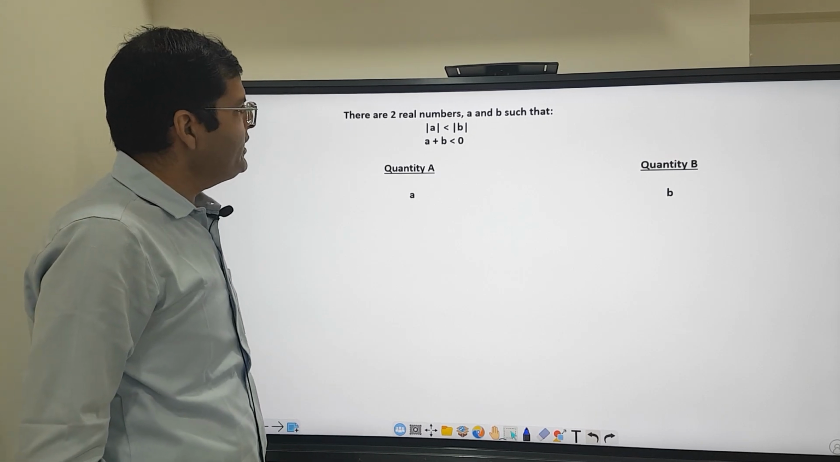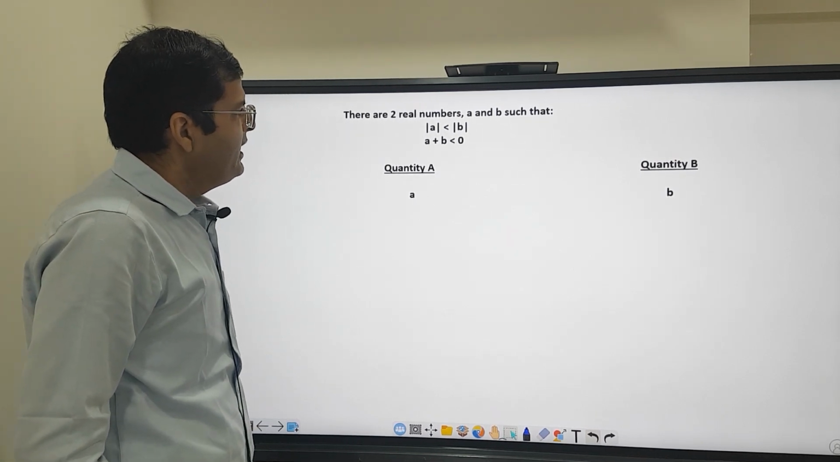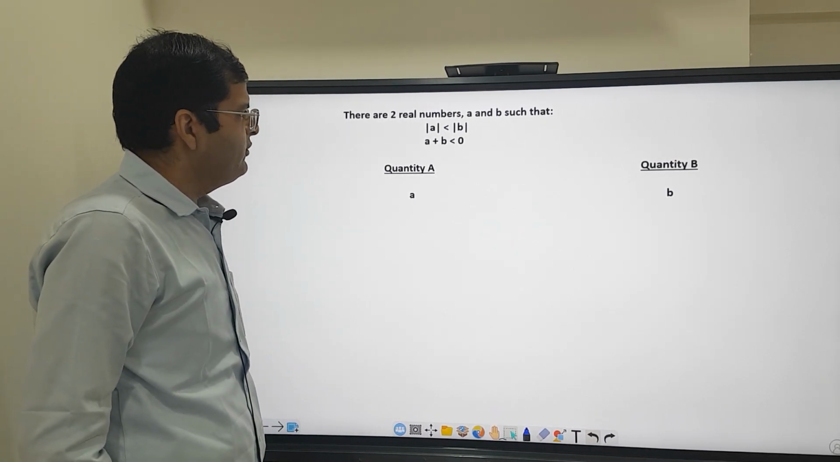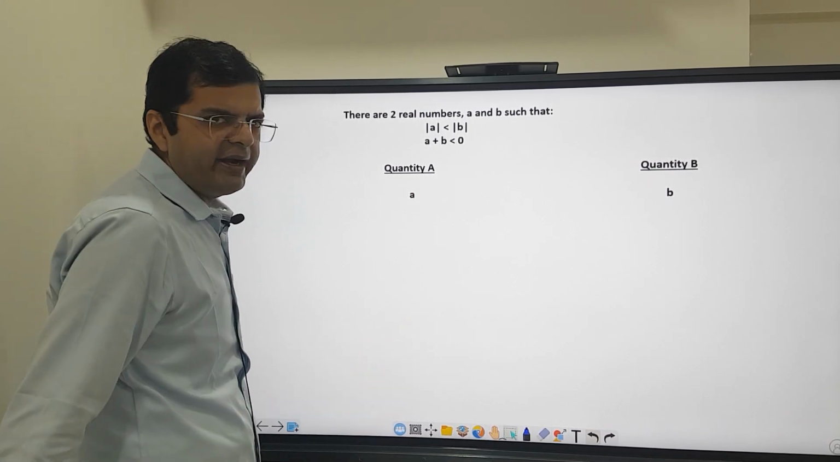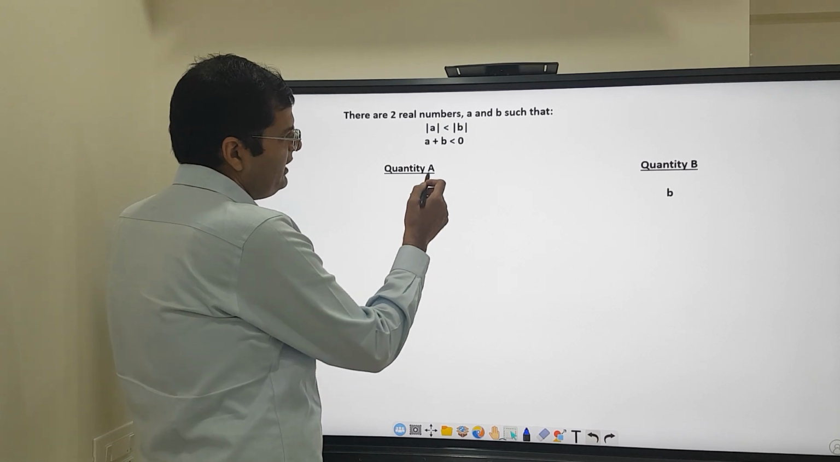It says there are two real numbers a and b such that the absolute value of a is less than the absolute value of b. Also a plus b is less than 0. That means a plus b is a negative number. Now there are a couple of cases.